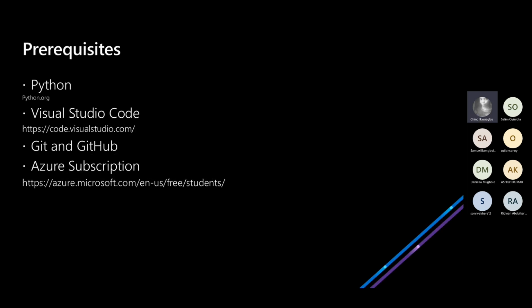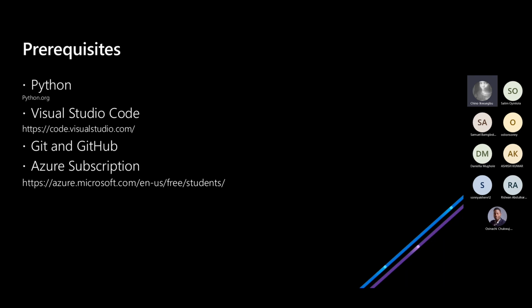So what do you need for this event? What do you need to know about this course? You need a basic idea of Python. You need Visual Studio Code. You need knowledge of Git, and you need to have GitHub Desktop on your laptop, and you need an Azure subscription. For students, you can sign up with your student email to get a free Azure subscription. That's $100 in Azure credits. I'm going to put the links in the chat box later. So these are what you need for this event today.